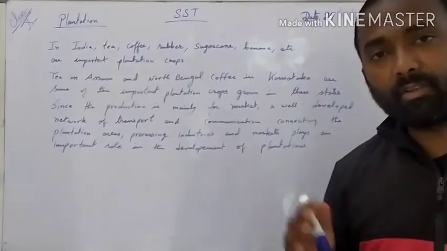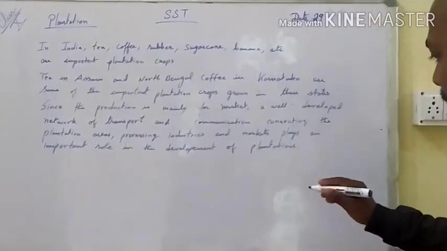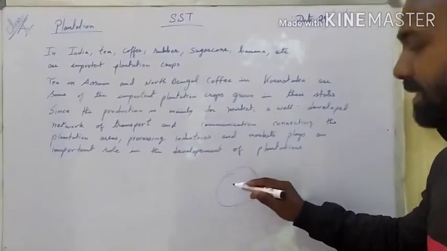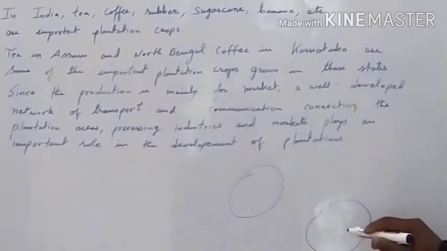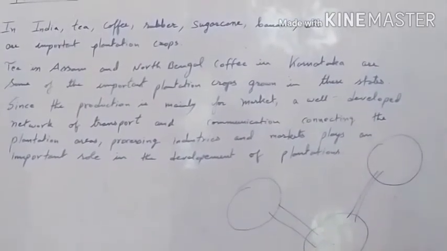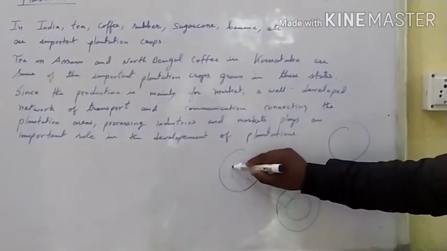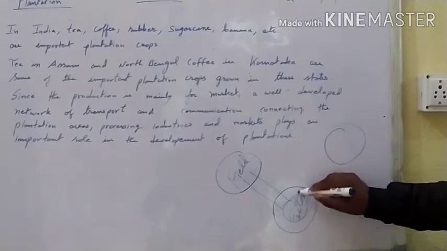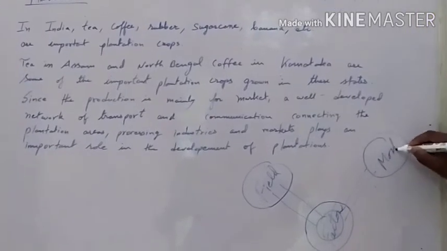So there should be a well developed network of transportation and communication, as I can show you on the board. Suppose this is your field, from where the raw material is being extracted, that is the growing area. Another one is your processing, where the processing work is done, and suppose this is your market. So this has to be linked with each other. Raw material has to be brought from the field to the processing place. That means there is a factory, and after processing it has to be sold in some place, and that is the market. So in this way it works.